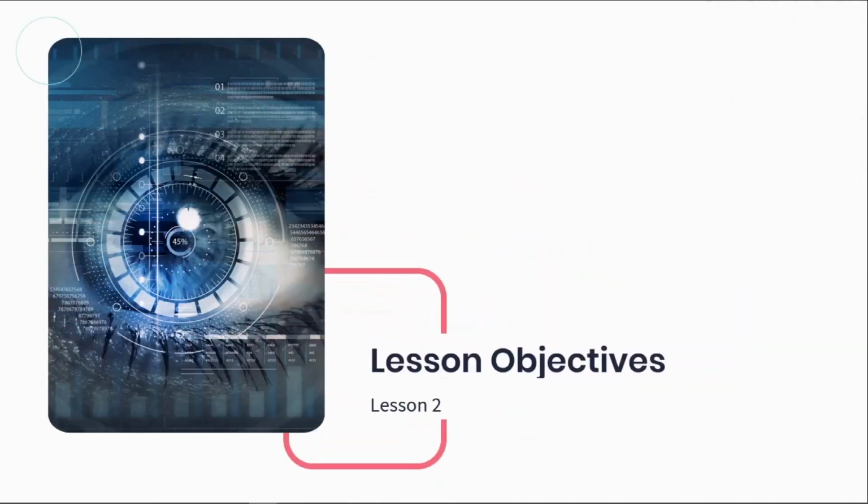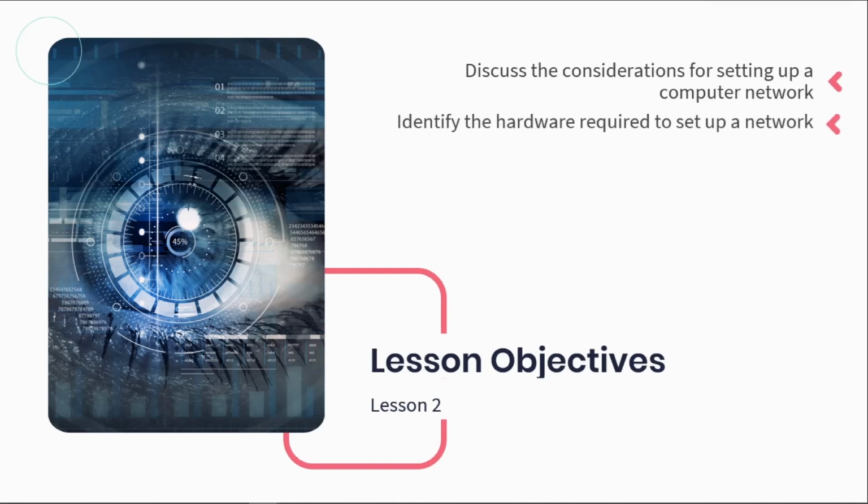Today's lesson is divided into 4 sections. By the end of this lesson, you should be able to discuss the considerations for setting up a computer network, identify hardware requirements to set up a network, evaluate different network types, and describe how to set up a small network.